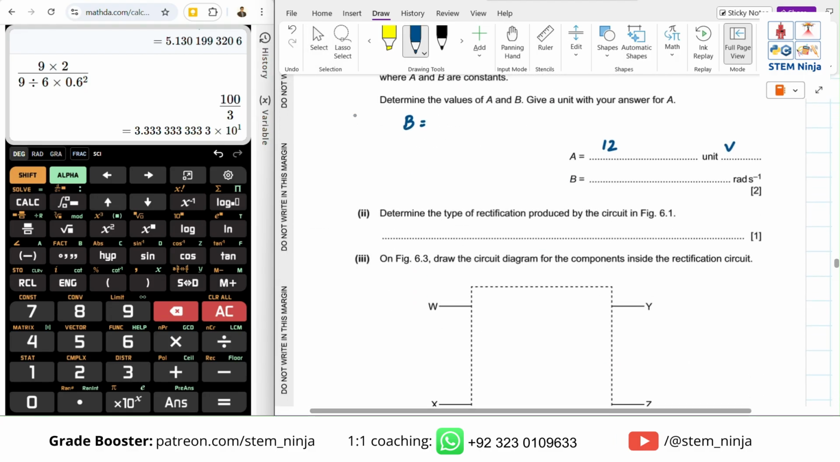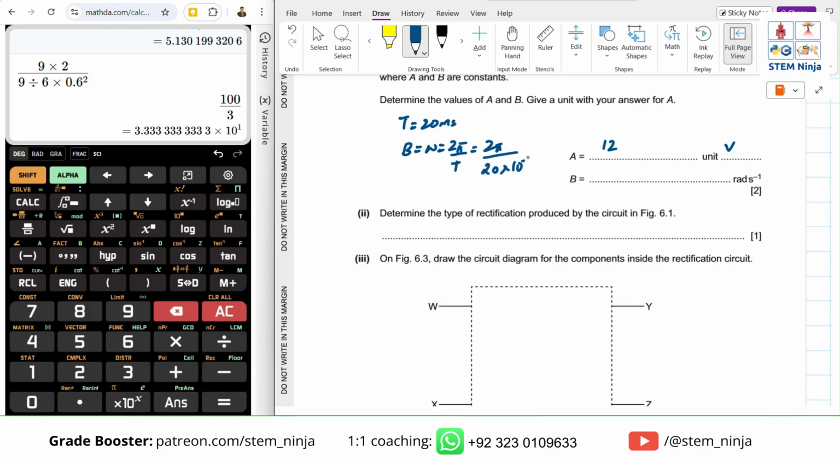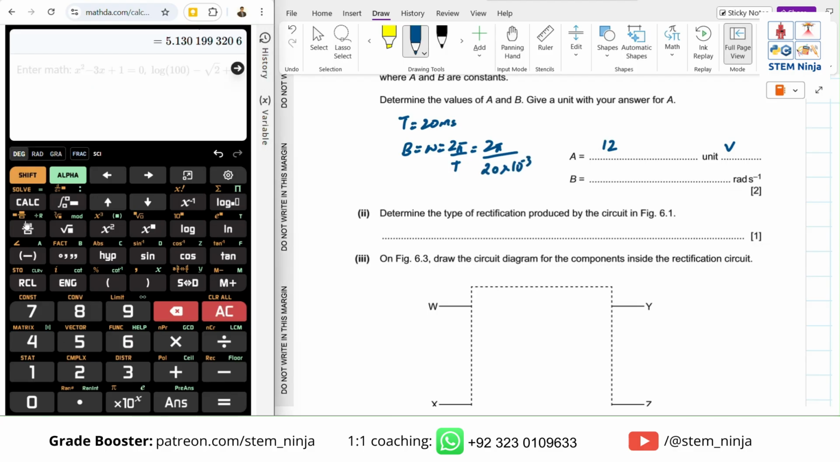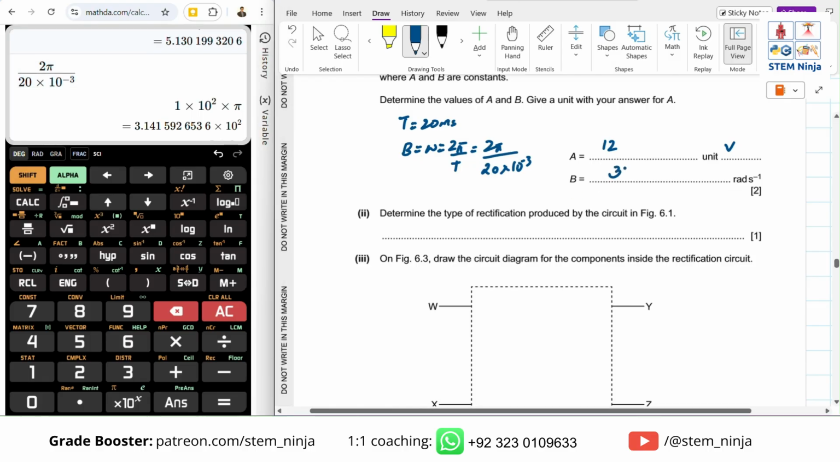So the time period is 20 milliseconds, so B is omega, 2 pi over T, 2 pi over 20 times 10 raised to power minus 3. This is 314, or 310 you could say, radians per second.